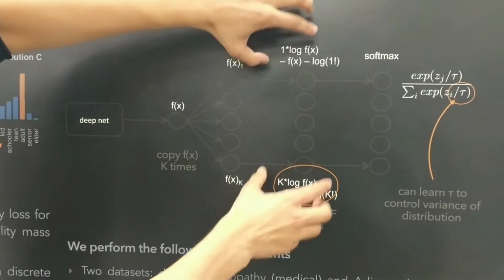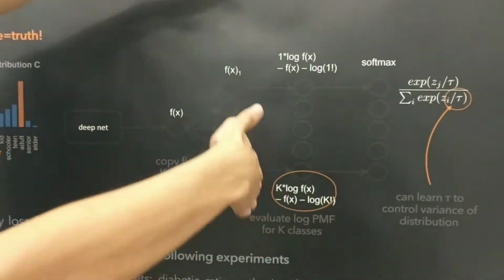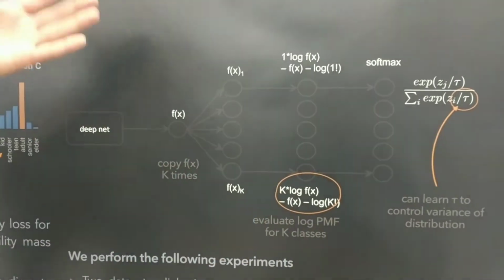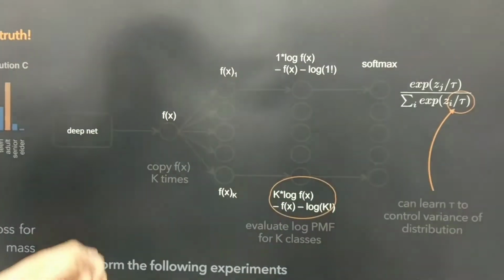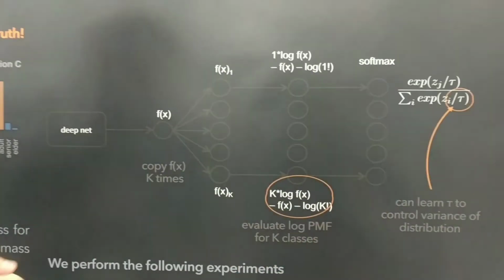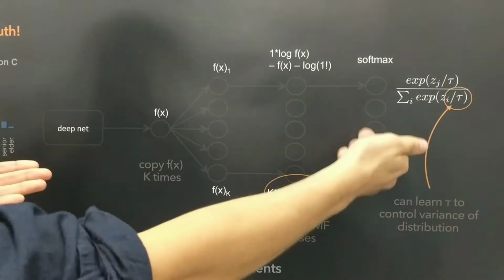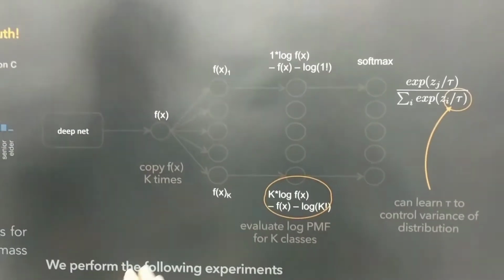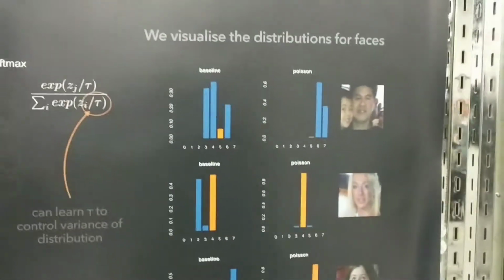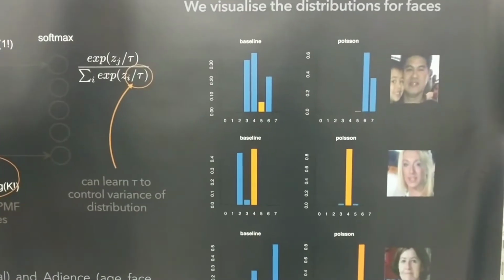We evaluate the probability mass function for the k different classes. In the case of Poisson, you have to normalize at the end; you don't have to do this for binomial. When you do that, you end up with a probability distribution. You still train it with the cross entropy loss, but it's actually ordinal. It's unimodal.